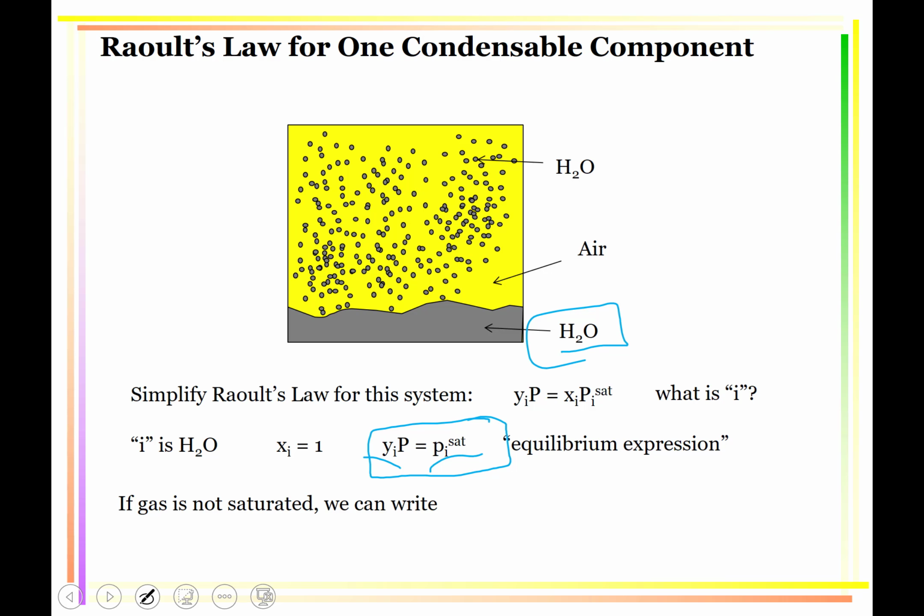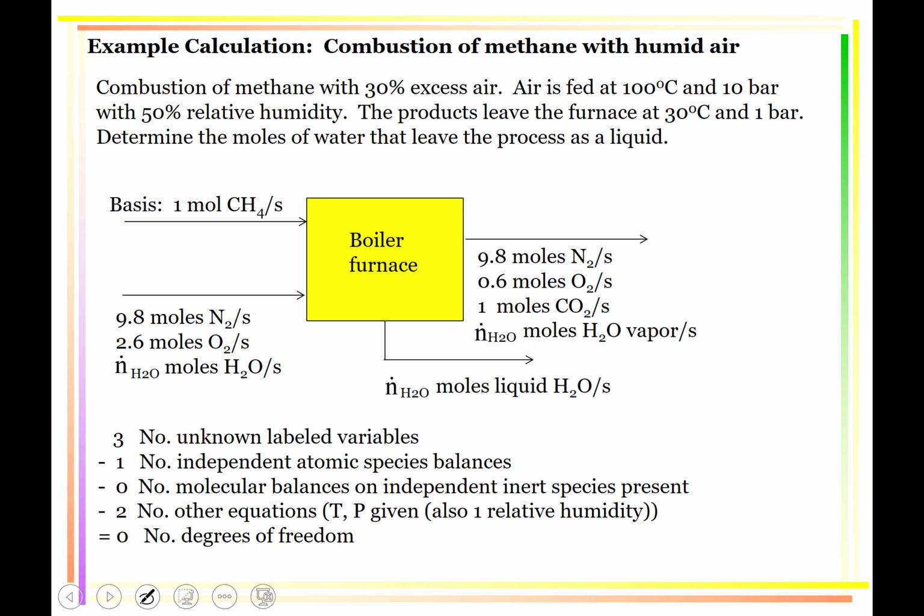So if the gas is not saturated, we write hr, the relative humidity, is equal to the mole fraction times the total pressure divided by the vapor pressure. And yiP, as we know, is the partial pressure.